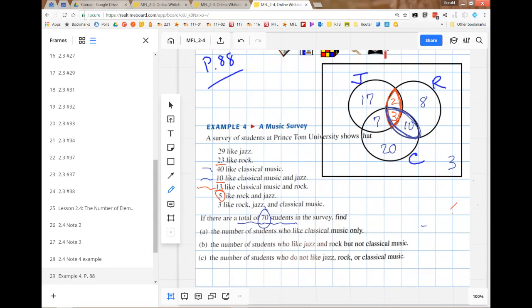Now we've got the problem solved. So part A, what's the number of students who like classical music only? 20. Oh, wait a minute. What's the number of students who like jazz and rock, but not classical?